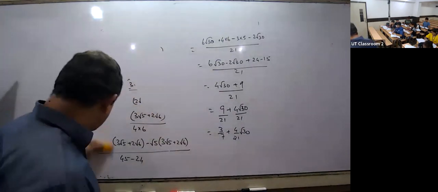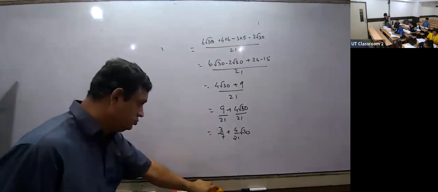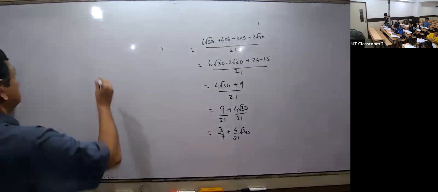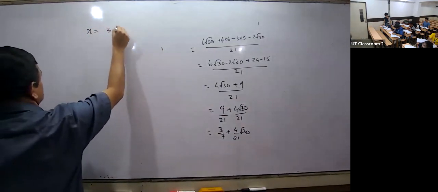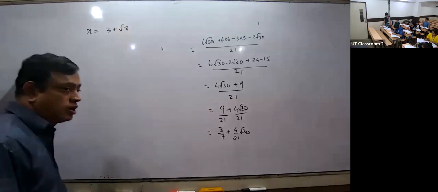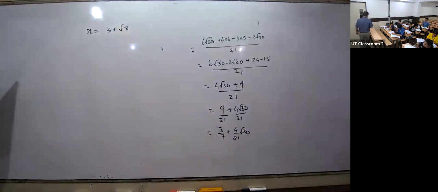Yes. Read the next question. If x equals 3 plus root 8, evaluate x square plus 1 upon x square. Can you find out what x square plus 1 upon x square is? There are 2 ways you can do it.